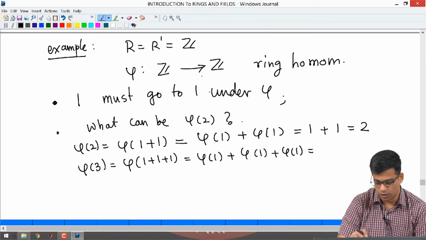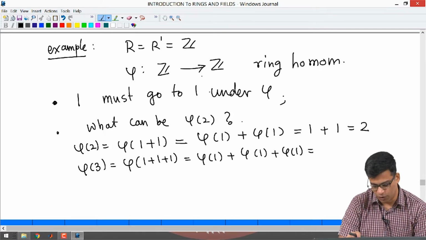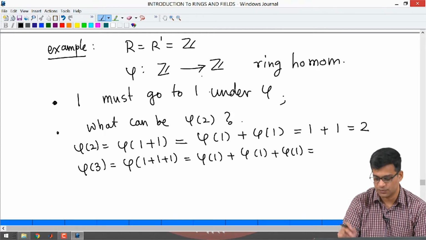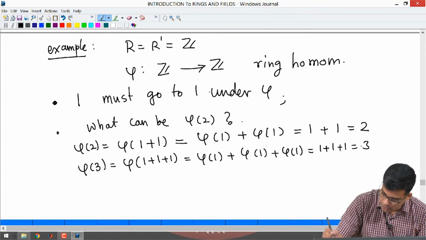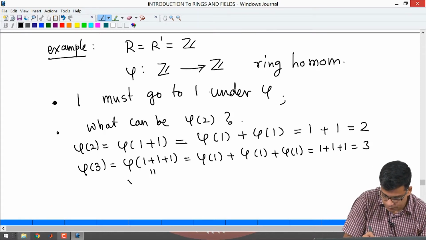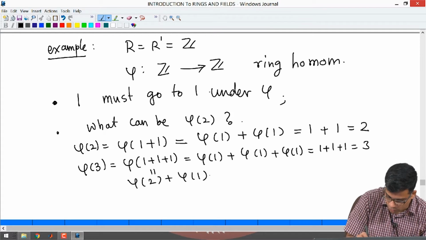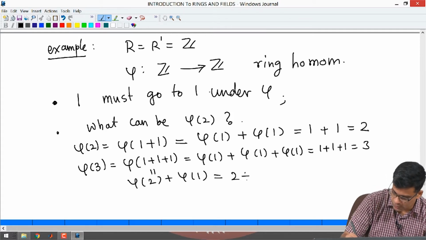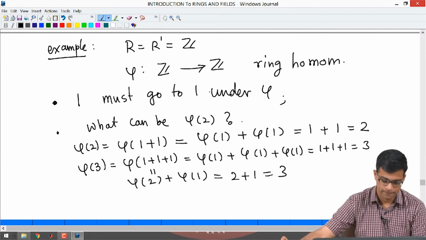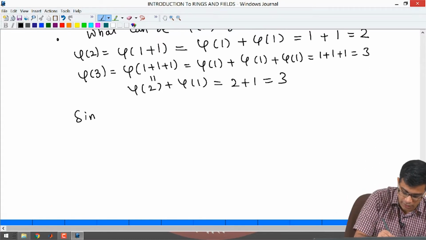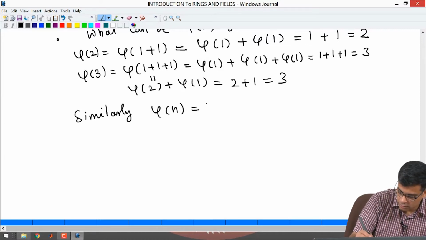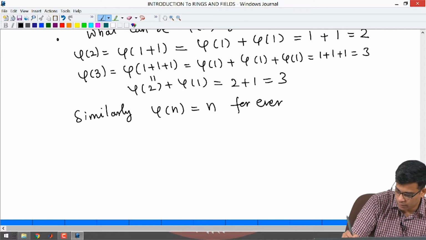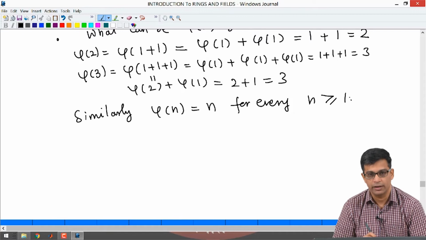Phi of 1 plus 1 plus 1 should be phi of 1 plus 1 plus phi of 1, which is in turn phi of 1 plus phi of 1 plus phi of 1, but this is 1 plus 1 plus 1, which is 3. Of course, I can also write this as phi of 2 plus phi of 1, and I have already shown that phi of 2 must be 2. So, this is 3. So, you can clearly see that similarly phi of n is equal to n for every n greater than 1.